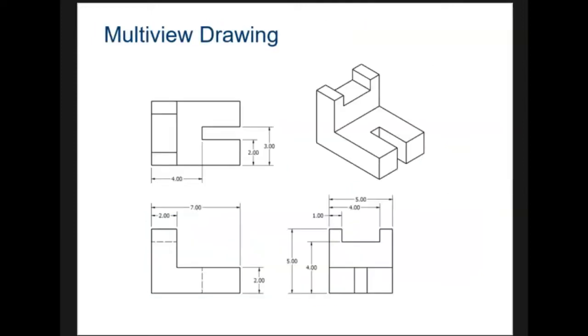Here's a different example of a multi-view drawing. This one contains dimensions, and you see those dimensions with the extension lines, and you also notice there's hidden lines. Those hidden lines represent the surfaces that we can't see in certain views, but we can in the top view.